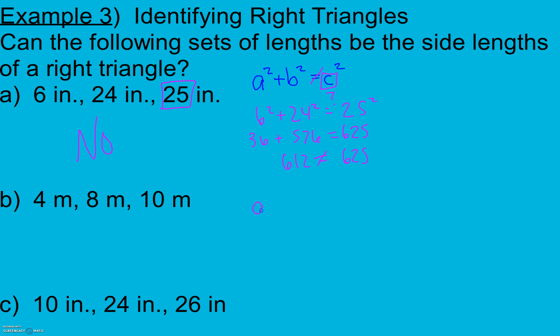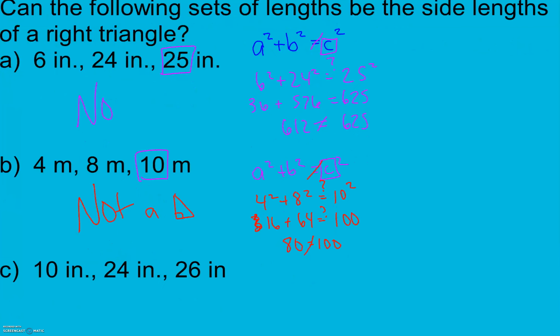Let's try it again here. A squared plus b squared equals c squared. Again, we pick out our biggest side. That has to be our c value. Now, 4 squared plus 8 squared equals 10 squared. Let's check it. 16 plus 64 equals 100. When we add them up, we get 80 equals 100, which again is not true. So since a squared plus b squared does not equal c squared, this is not a right triangle.